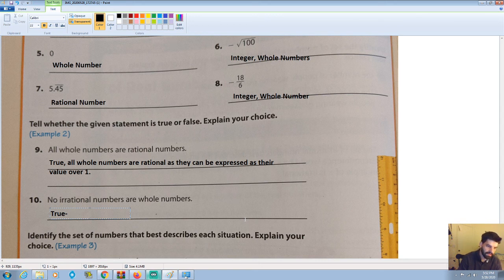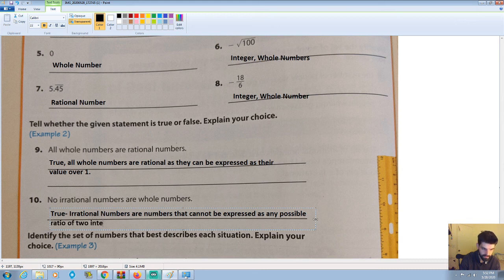Because if it said irrational numbers are whole numbers, that would be false. But since it says no irrational numbers are whole numbers, this is true. Irrational numbers are numbers that cannot be expressed as any possible ratio of two integers. Okay?